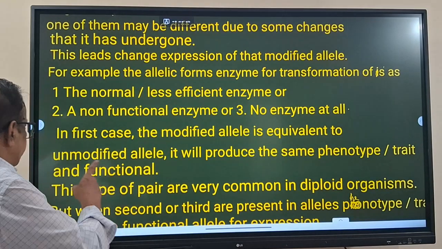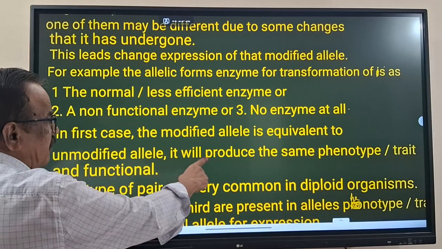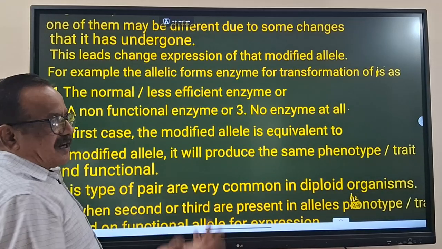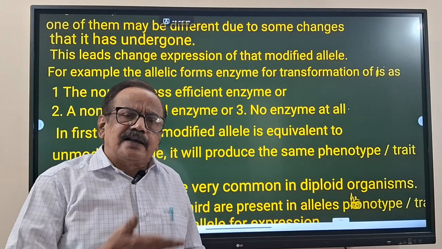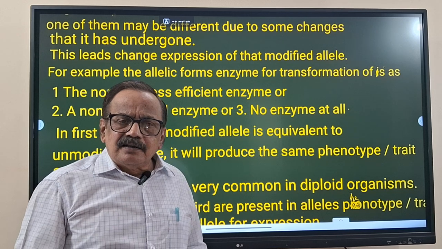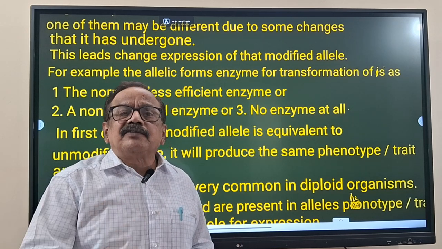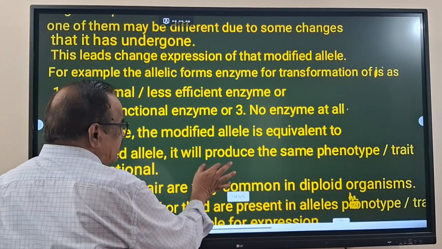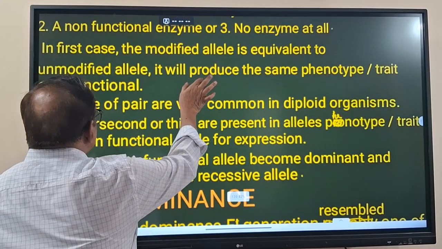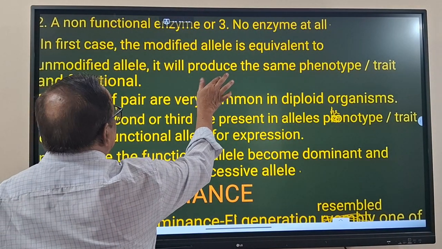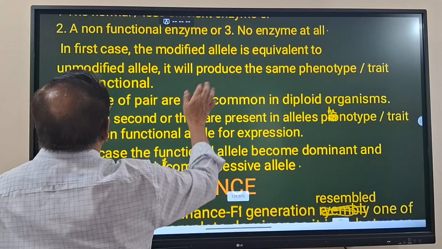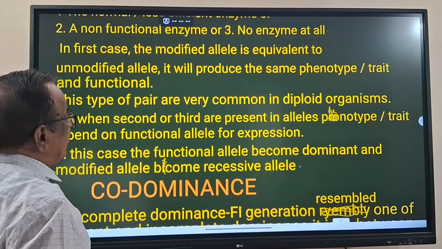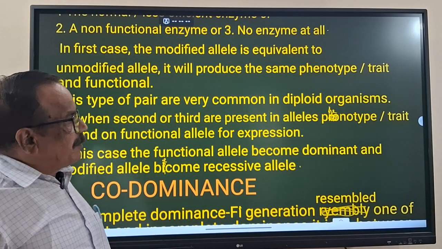Now you see here. It will produce the same phenotype, trait, and function. Functional means it is appearing as height, either tall or short. For that only I am telling you the examples. It will be easy for you. Now we'll see. Phenotype, trait: this type of pair is very common in diploid organisms.